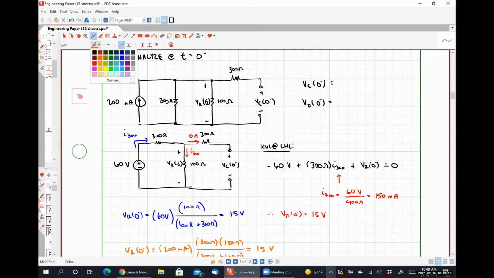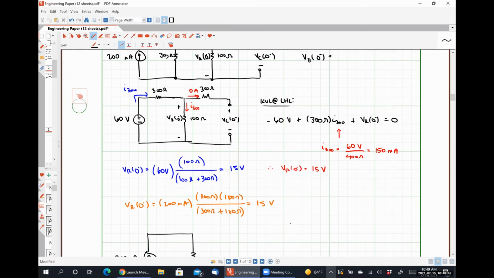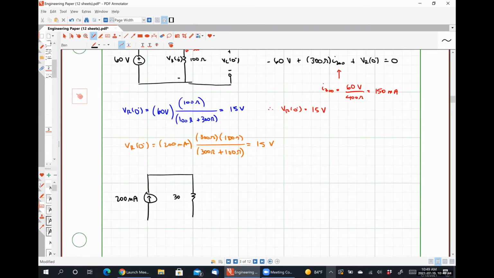Not very clearly. All right, let me redraw the circuit then. What we have is a 200 milliamp source connected in parallel to a 300 ohm resistor connected in parallel to a 100 ohm resistor, and we want to know this voltage, right?